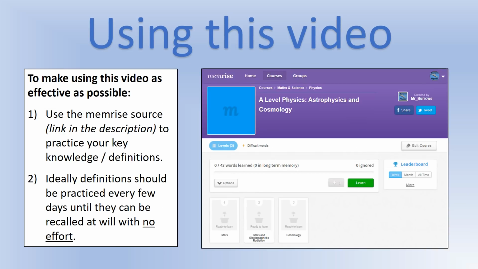So to help with that as well, I've created some resources to go along with that. I've created one resource looking at fields and another looking at astrophysics and cosmology. Links to both are in the description to this video to help you get to the point where you can recall them with no effort.